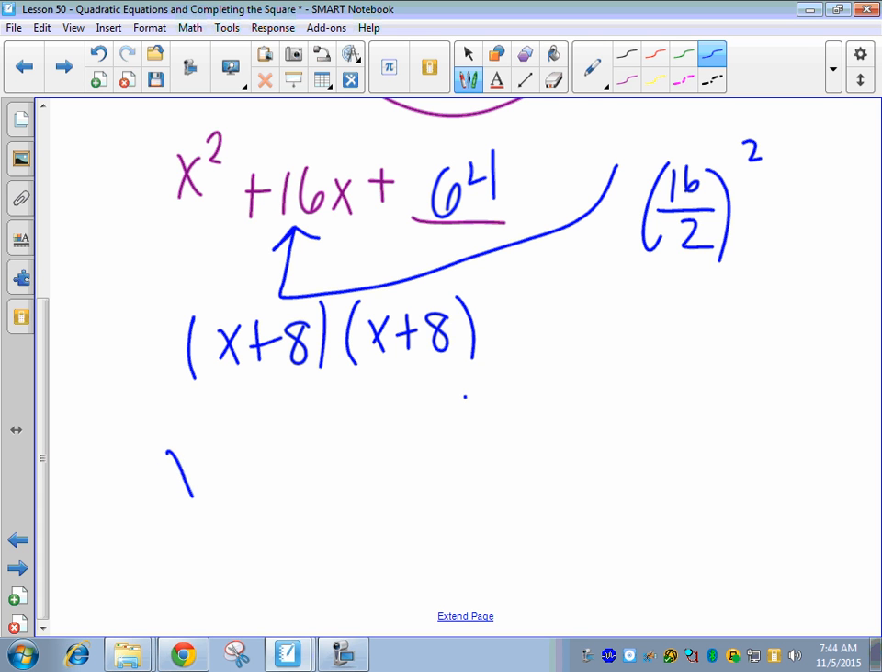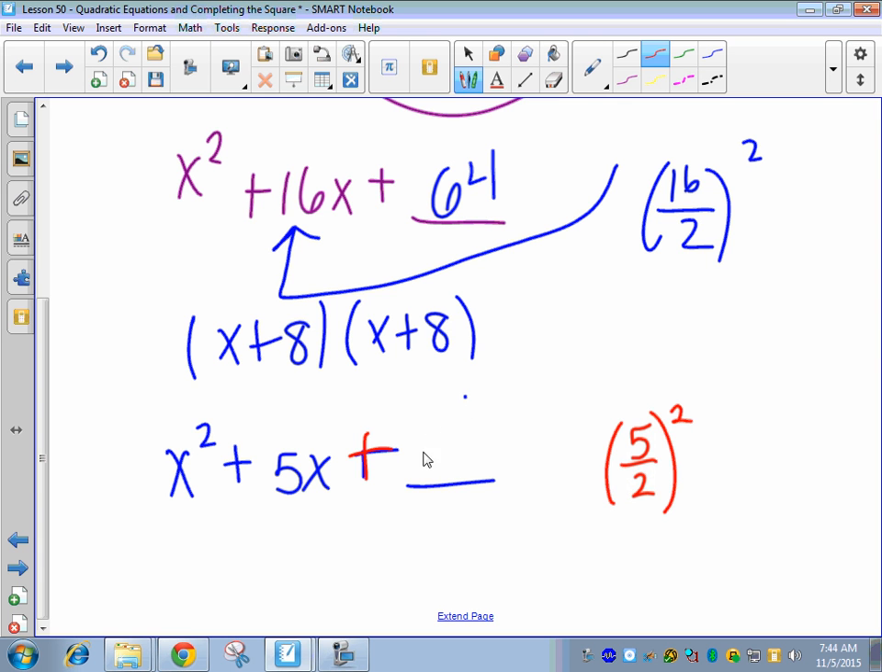So one more that's not nice. What if we have an odd number like 5 in the middle? So it was easy to take half a number when it's an even number. It's all nice. Okay, we're going to follow the same sort of formula here. We're going to take half the middle number and we're going to square it. And we're going to leave it as a fraction. So Hugh, what are we going to fill in right here? Exactly. Okay, so 25/4 would complete the square.